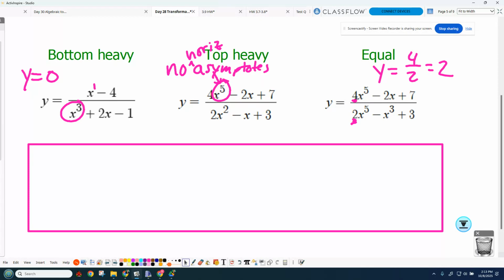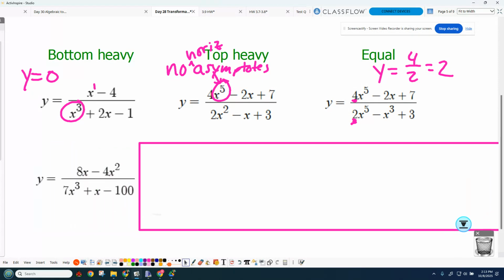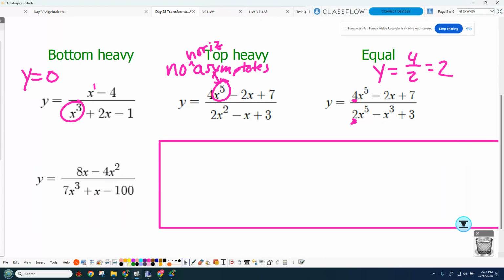Underneath the second one, there's the fancy tricky ones. One thing: this one is bottom heavy. Some people are looking at just the coefficient. The 8 is bigger, but the exponent is what I'm looking for. So this is still bottom heavy, it's going to be y equals 0.